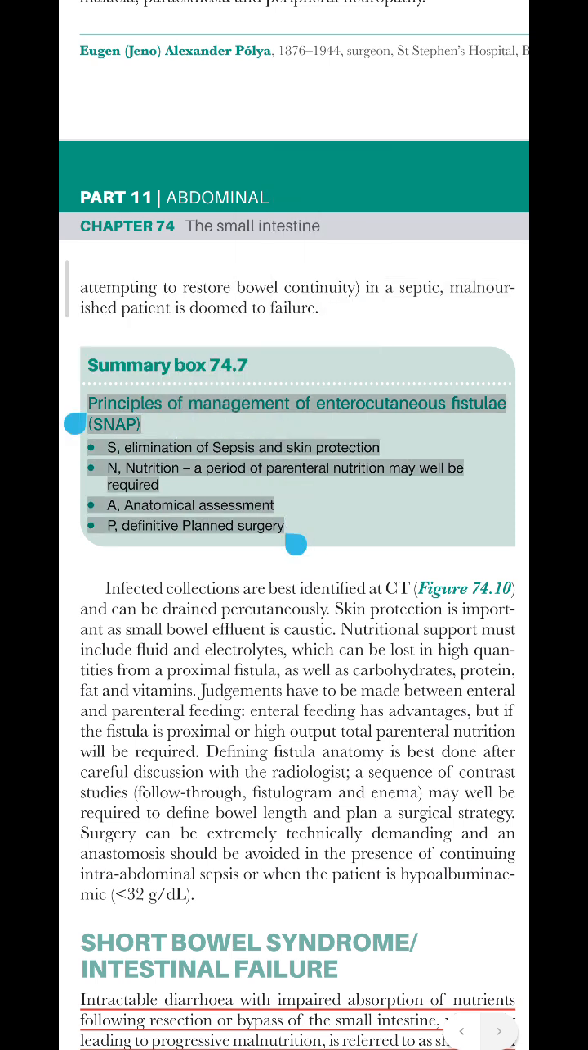Principles of management of enterocutaneous fistulae. SNAP. S, elimination of sepsis and skin protection. N, nutrition, a period of parenteral nutrition may well be required. A, anatomical assessment. P, definitive planned surgery.